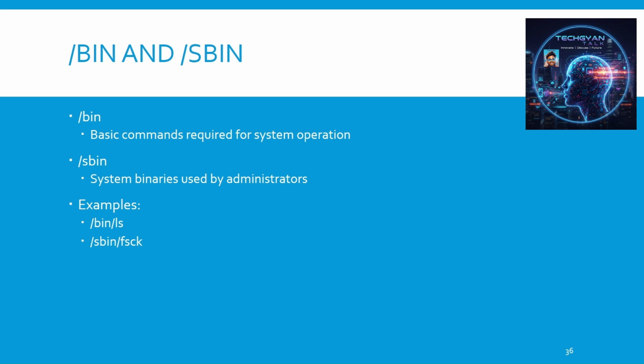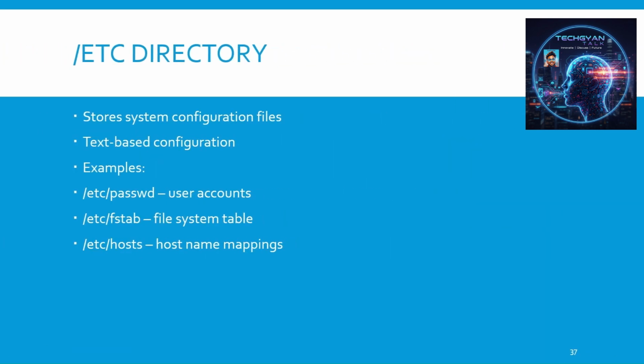So /bin and /sbin. bin: basic commands required for system operations. sbin: system binaries used by administrators. Examples: /bin/ls, /bin/fsck.